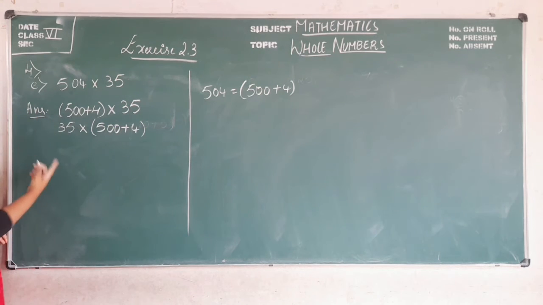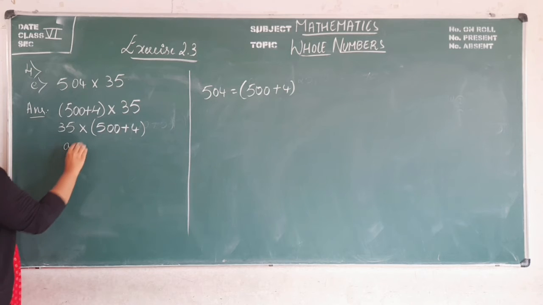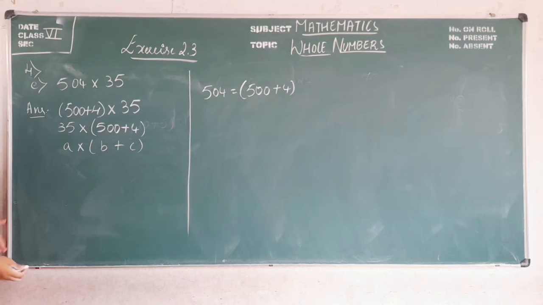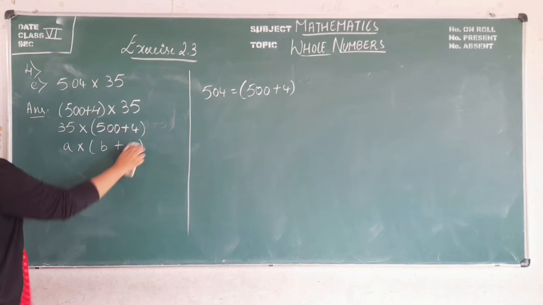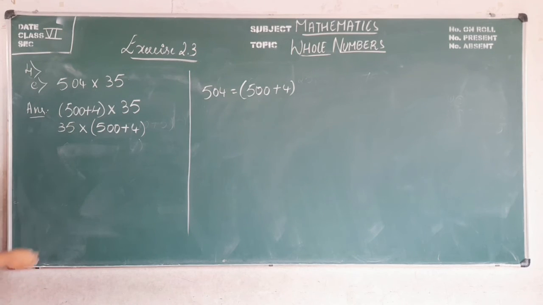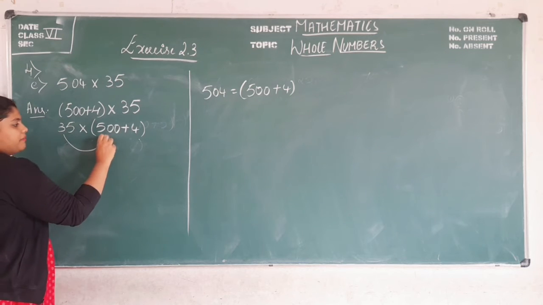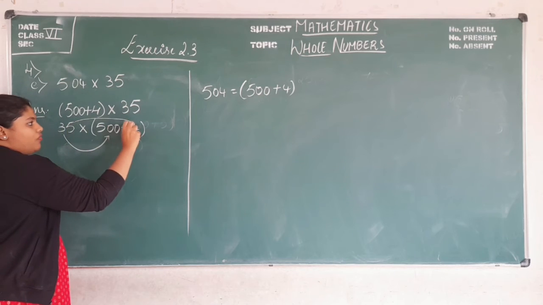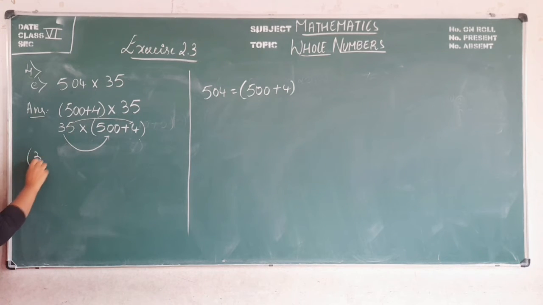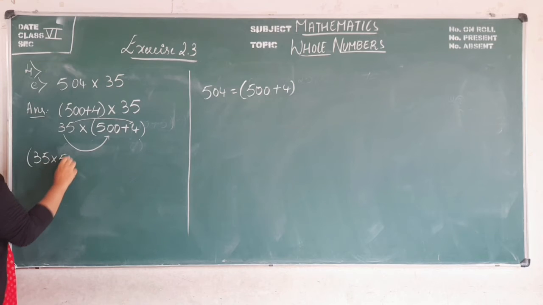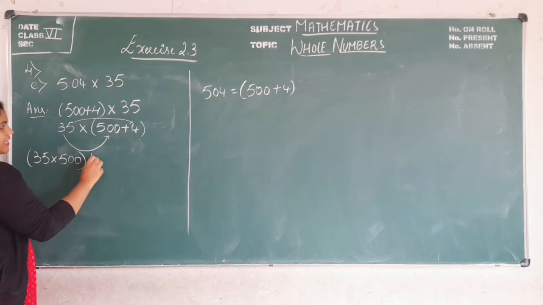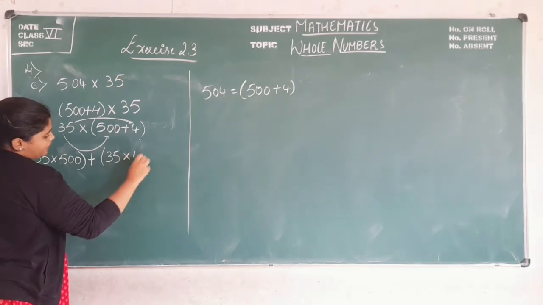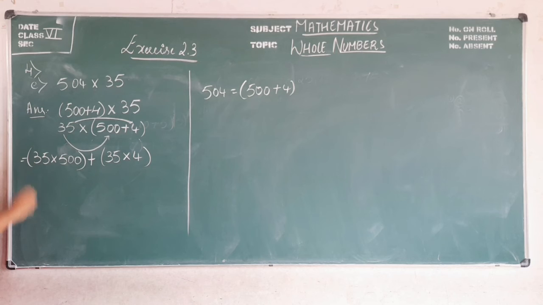So now this is of the form A into B plus C. So now I can apply distributive property here. So if I apply distributive property, first I have to multiply 35 into 500 plus 35 into 4. So first 35 into 500, then plus sign, then 35 into 4. So what is the next step?